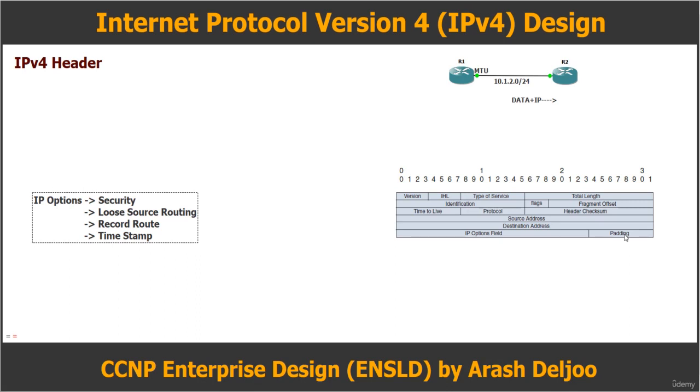Actually, the padding is multiple zeros. This field is variable in length. It ensures that the IP header ends on a 32-bit boundary. What does it mean? Let me give you one example. Assume that here we have an IP option field, and the IP option field, for example, has 28 bits.